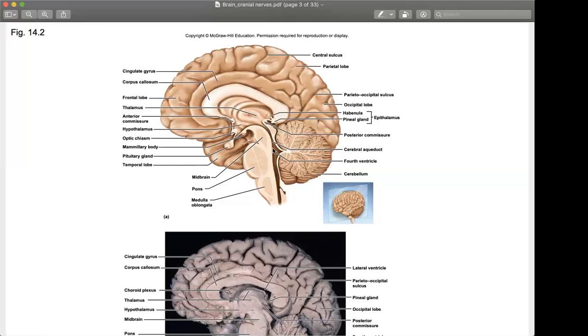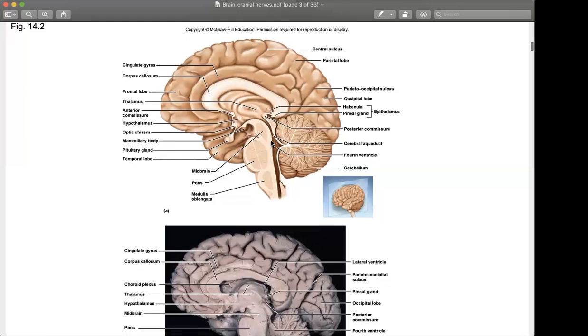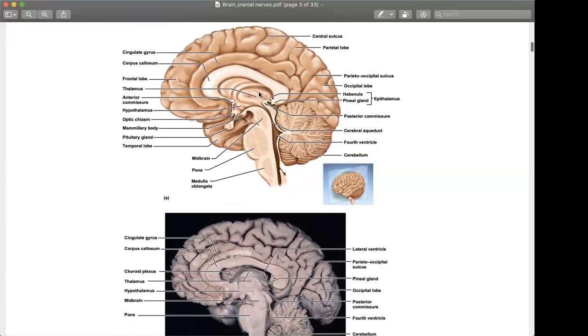I'll go ahead and talk about it here since it's here, but I've got other diagrams showing it later. The other things you want to know are, if you look on page 166, actually it's 169, on exercise 14 in your lab manual, they show the ventricles. So the brain has these fluid-filled areas inside referred to as the ventricles.